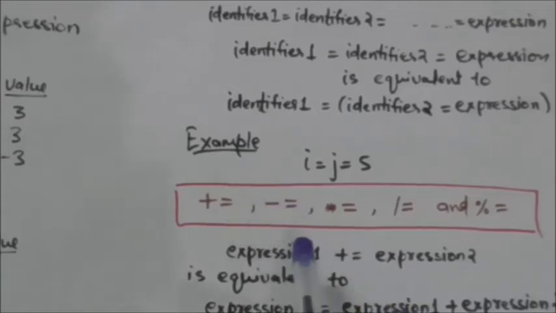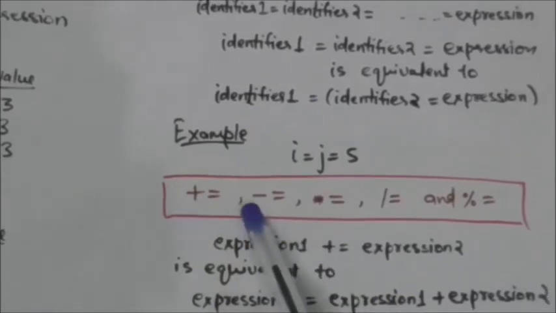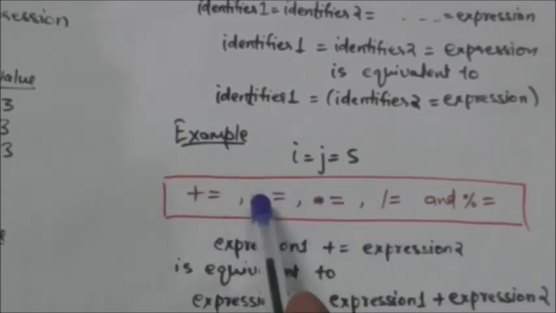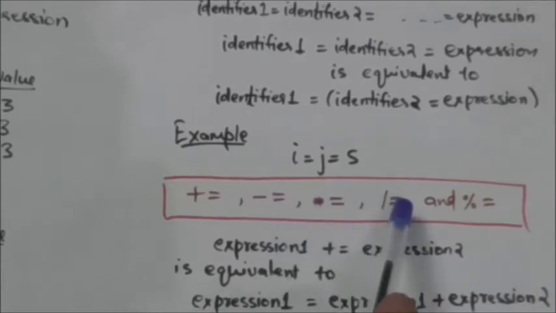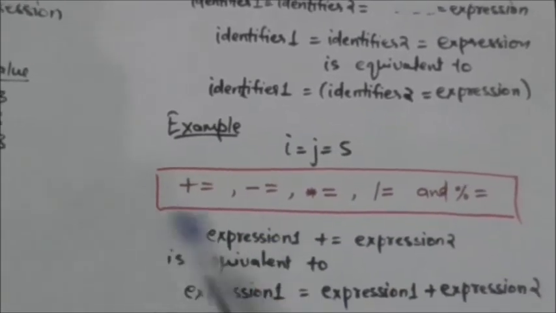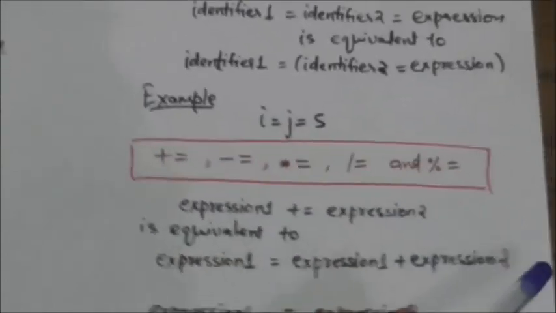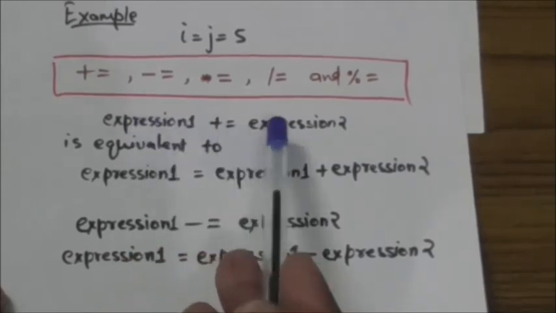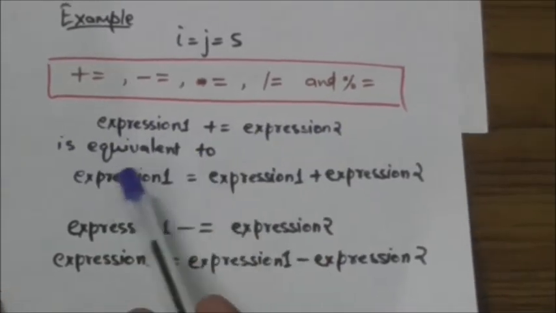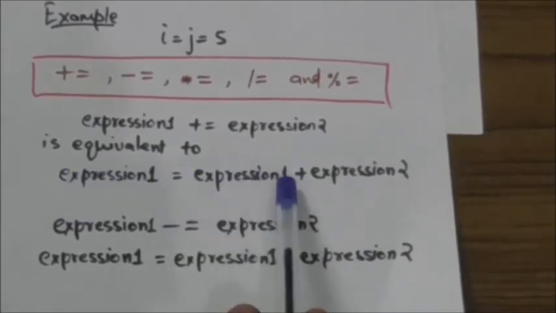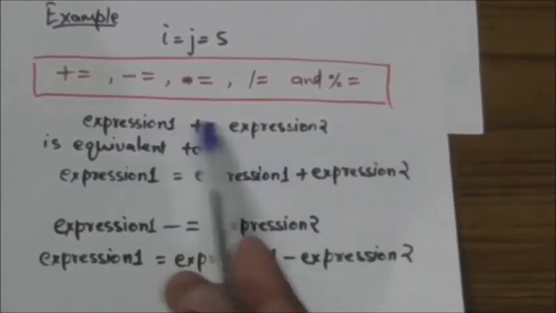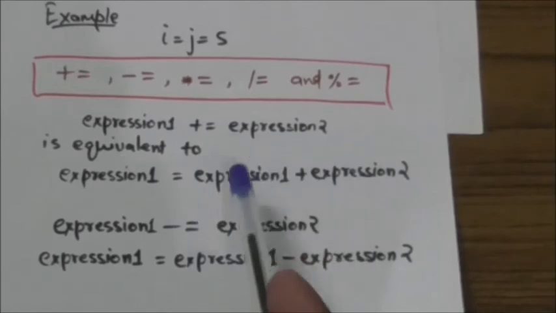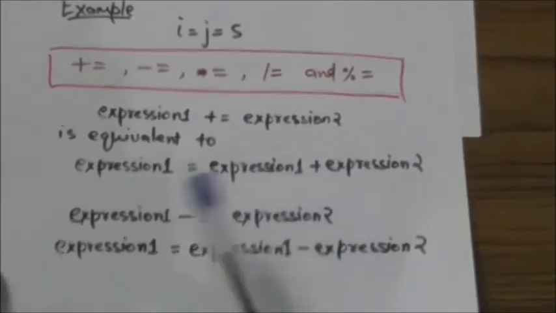Now C also contains the following 5 additional assignment operators: plus is equal to, minus is equal to, multiplication is equal to, division is equal to, remainder is equal to. So what is the meaning of these assignment operators? Now see here, expression 1 plus is equal to expression 2 is equivalent to expression 1 is equal to expression 1 plus expression 2. So it means first expression 1 will be added with expression 2, and whatever the value will be, that value will be assigned to expression 1.